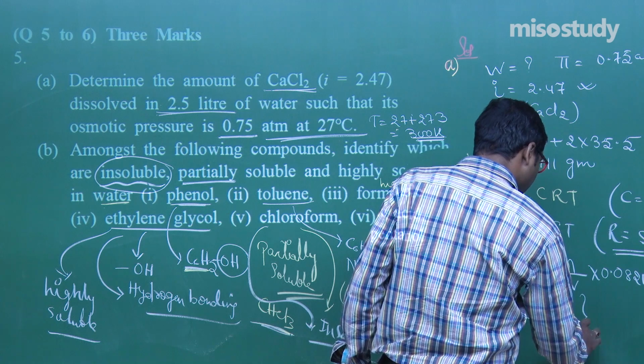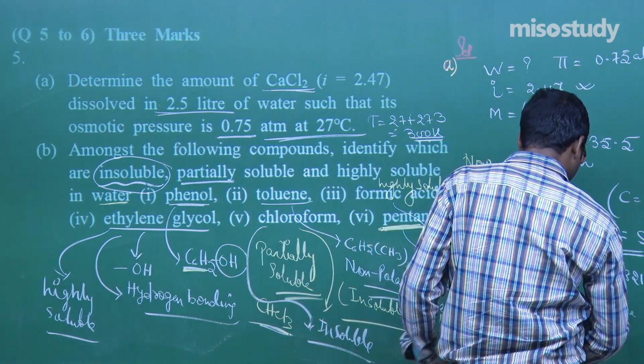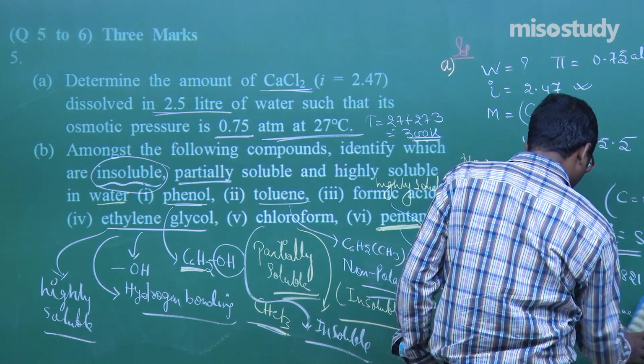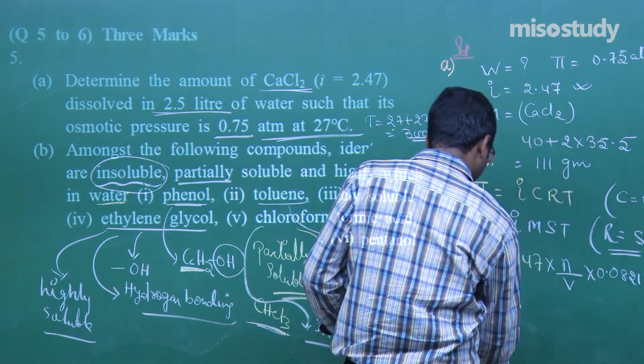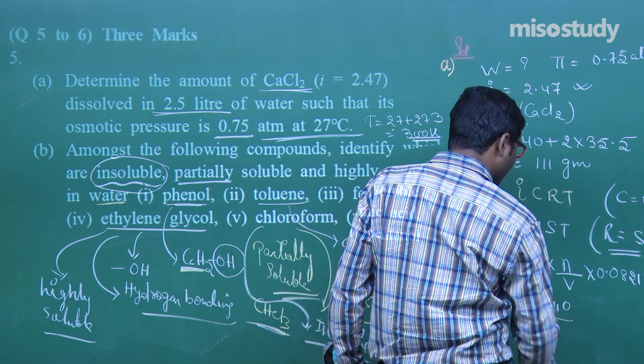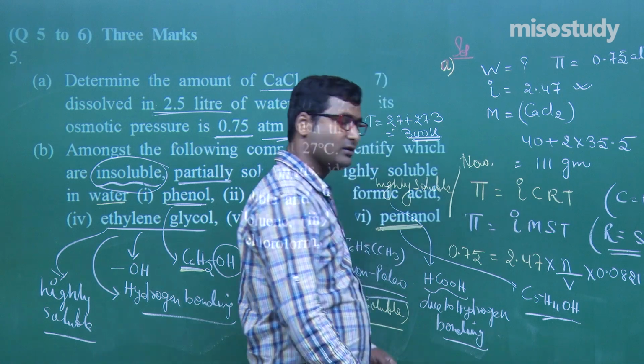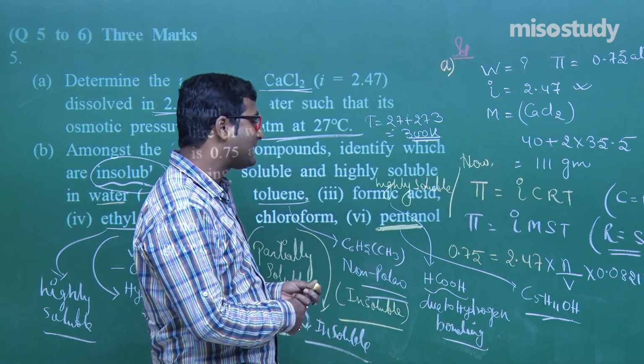C5H11OH. The alcohol is, we know, alkane plus O: C5H12, then C5H11O, and so we can write C5H11OH. Clear to you? That is the case.